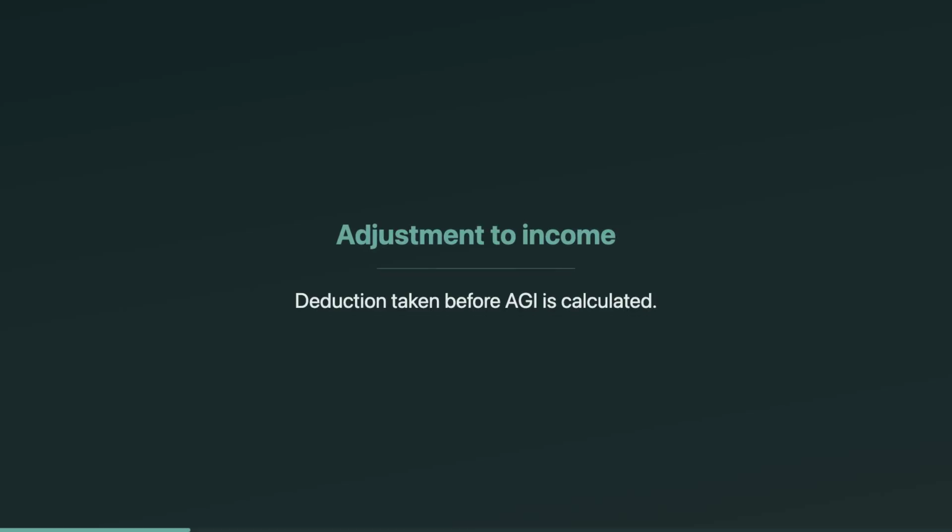Adjustments to income are deductions you take before you even get to AGI. That's why they're called above the line. They reduce taxable income, but the bigger exam point is this: they also reduce AGI itself. And AGI is the gatekeeper number for a lot of credits, deductions, and phase-outs. On the EA exam, they love asking what lowering AGI unlocks.